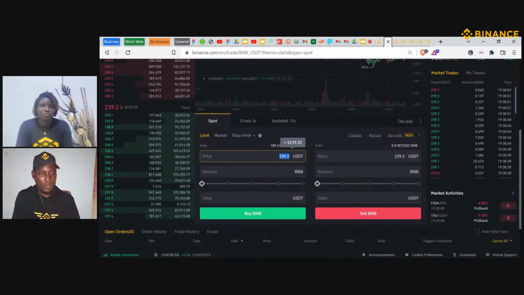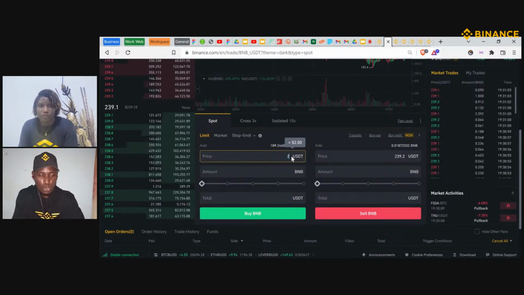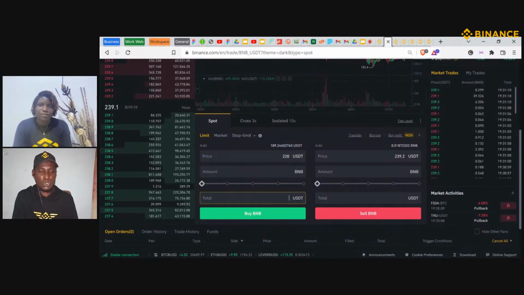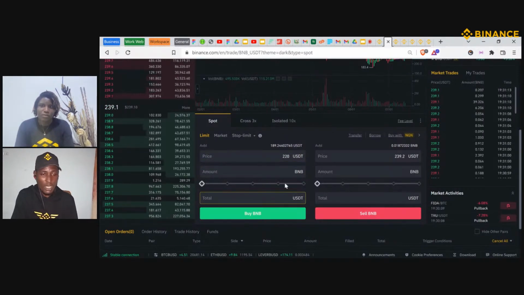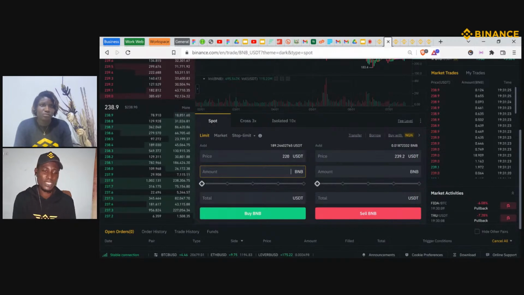The current last price is 239.2 US dollars. I could say, okay, I don't want to buy at 239 US dollars. I want to buy when the price probably comes down to 220 US dollars. So that's my limit price that I wish to buy. Now, let's say I want to spend 50 USDT. You wouldn't have to worry about typing the amount of BNB. Also, you could just type the total amount of BNB you want to buy. Then it would automatically fill in the total USDT you would be spending that will be deducted from your wallet.